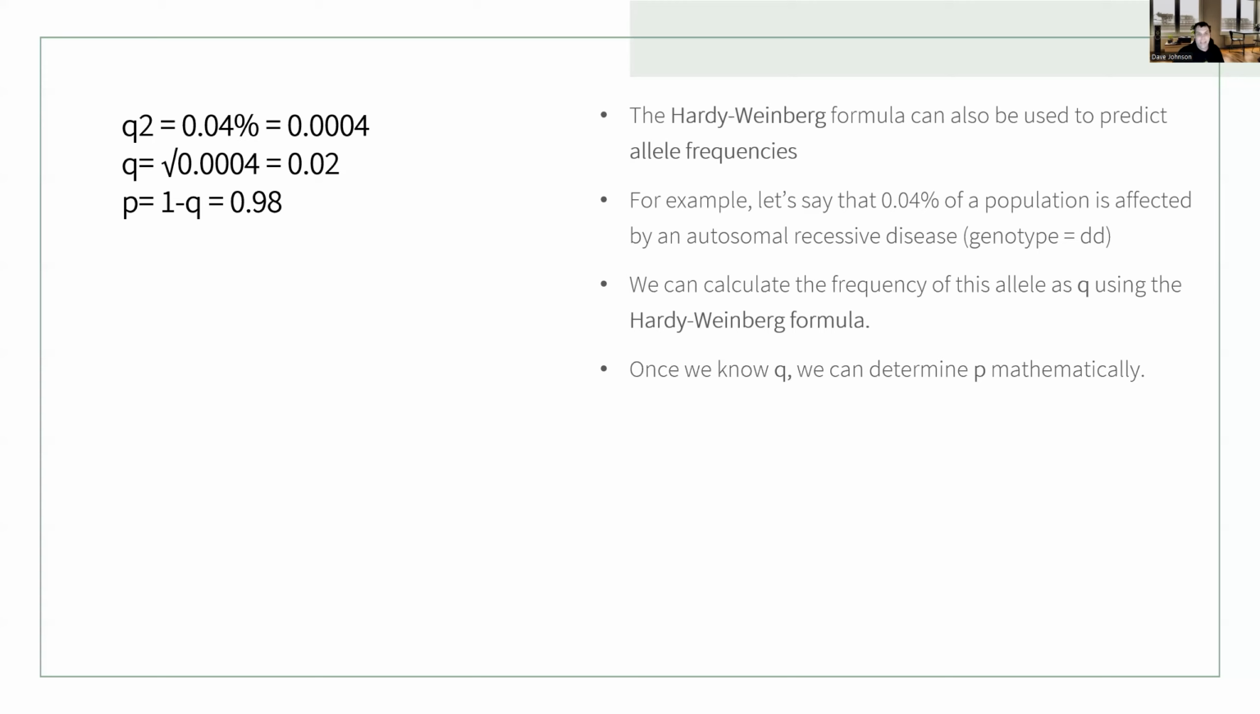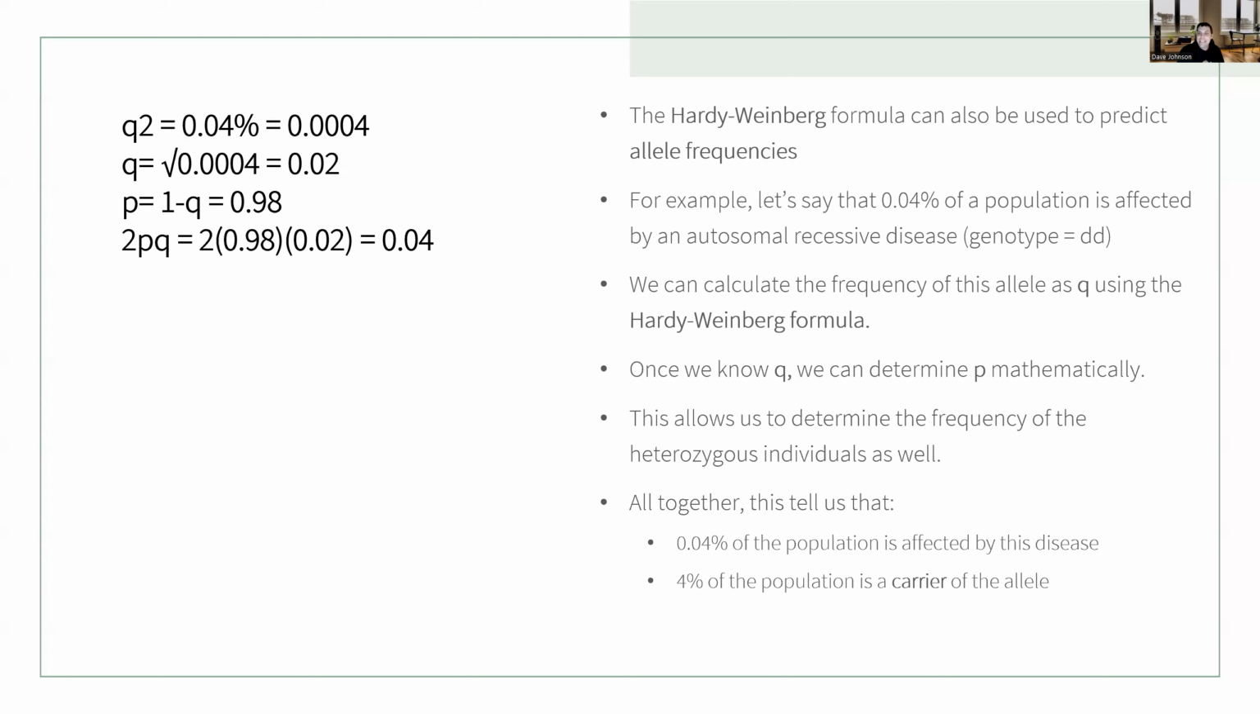Now that we know that, we can determine p, because based on Hardy-Weinberg, p plus q has to equal 1, because they're fractions of a whole. So 1 minus q, if p plus q equals 1, must equal 0.98. So we know that the frequency of p is 0.98.